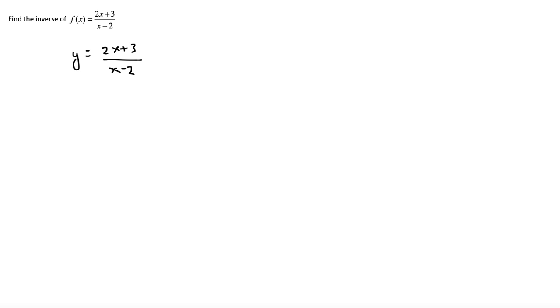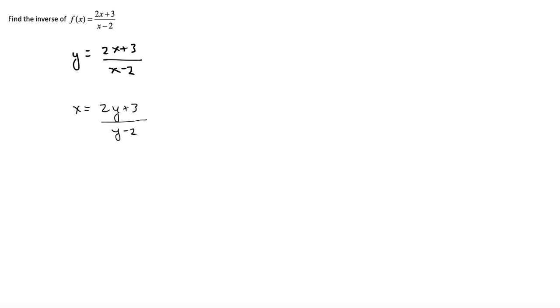Here you have to be a little bit careful. This y should become an x. But look on the other side, there's actually an x in the numerator and in the denominator. Each one should become a y. So we get x equals 2y plus 3 over y minus 2. The third step is the key step.